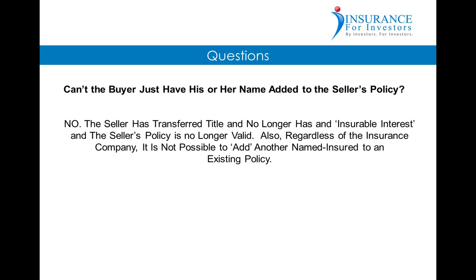Also, regardless of the insurance company, it's not possible to just add another name to an existing policy. In addition, the seller probably had a homeowner's policy in place. Well, a homeowner's policy is a policy issued and intended to cover an owner-occupied residence. The seller is no longer the owner-occupant of that residence. Therefore, the eligibility guidelines for that type of policy are no longer in force. That policy is no longer eligible. Again, the buyer is going to have to purchase a new policy, and there's simply no way around it.